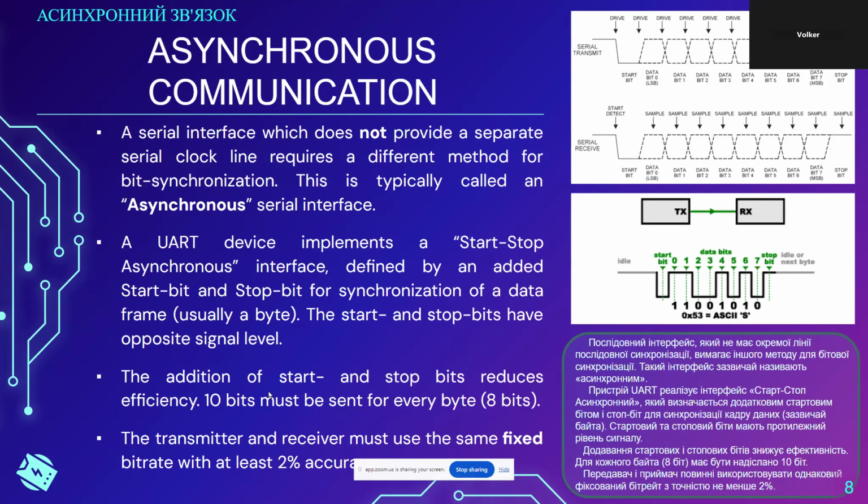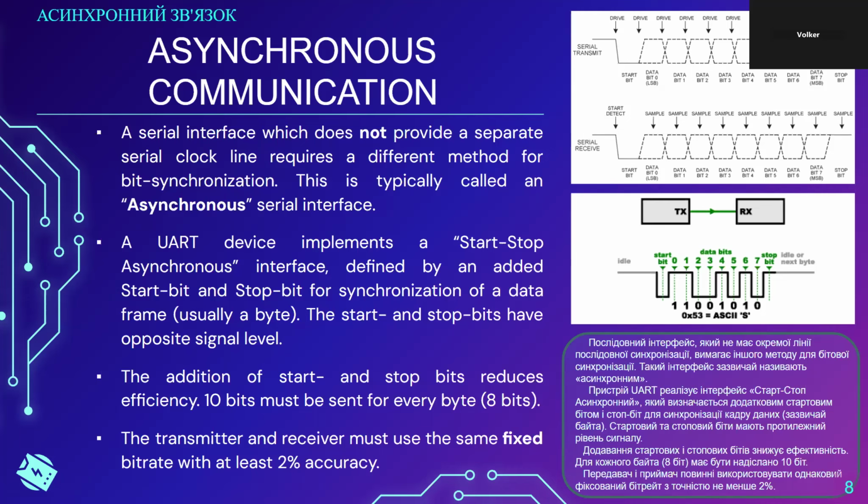The transmitter and receiver must use the same fixed bit rate with at least 2% accuracy. There is a lot in this sentence, and I will have to point a number of things out here. So the first question that I would expect if this was an actual in-class lecture is, why 2%?